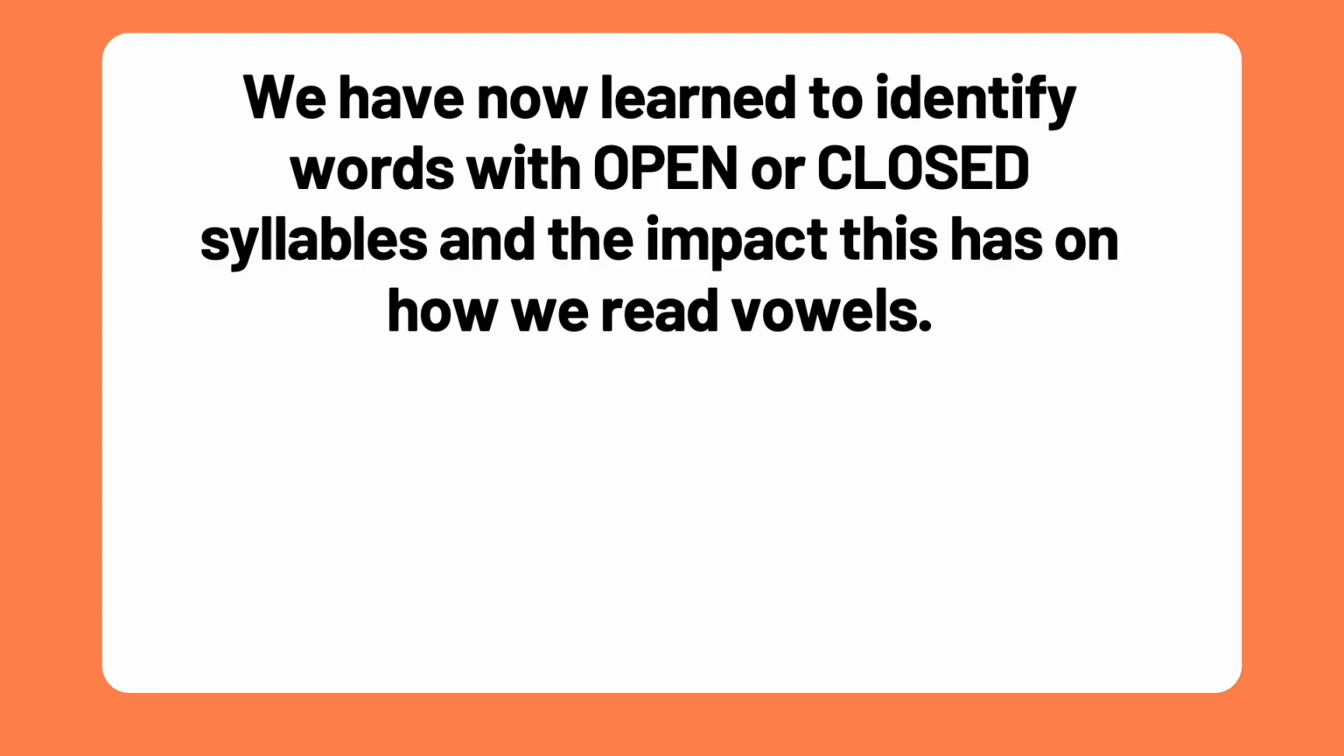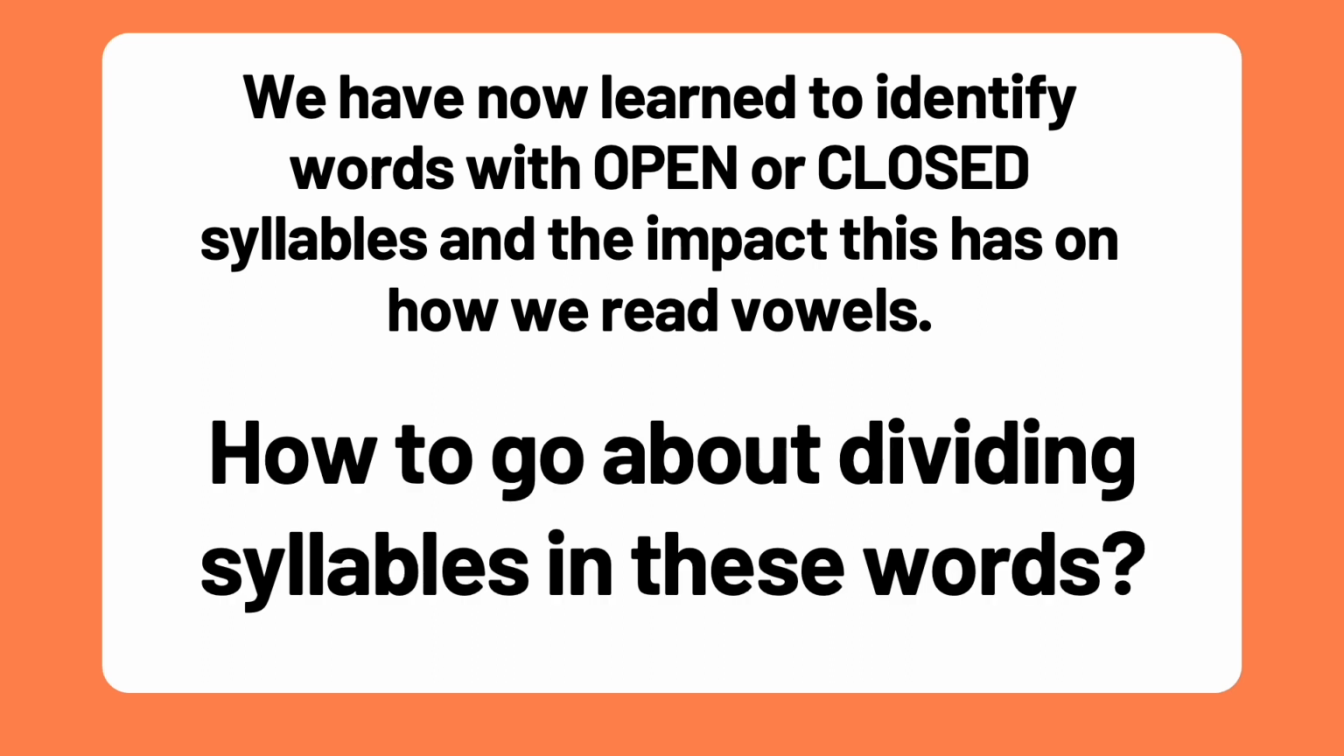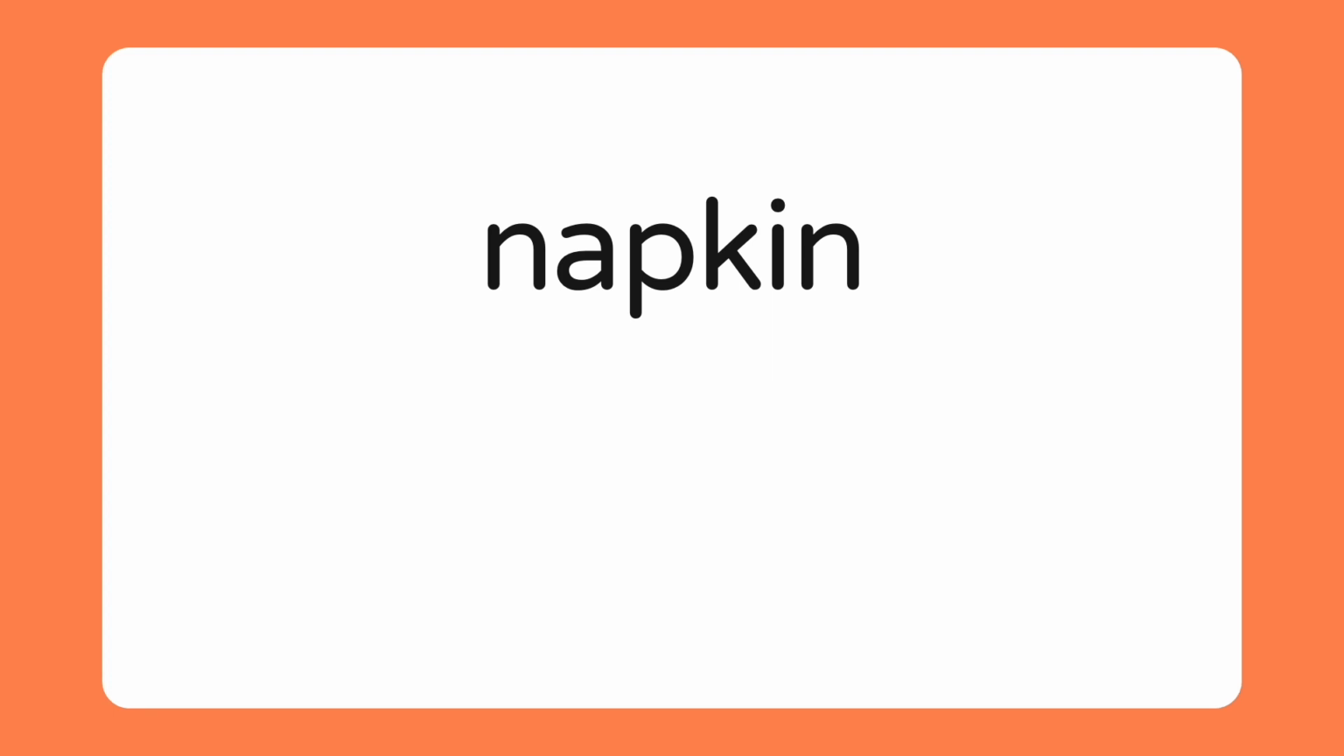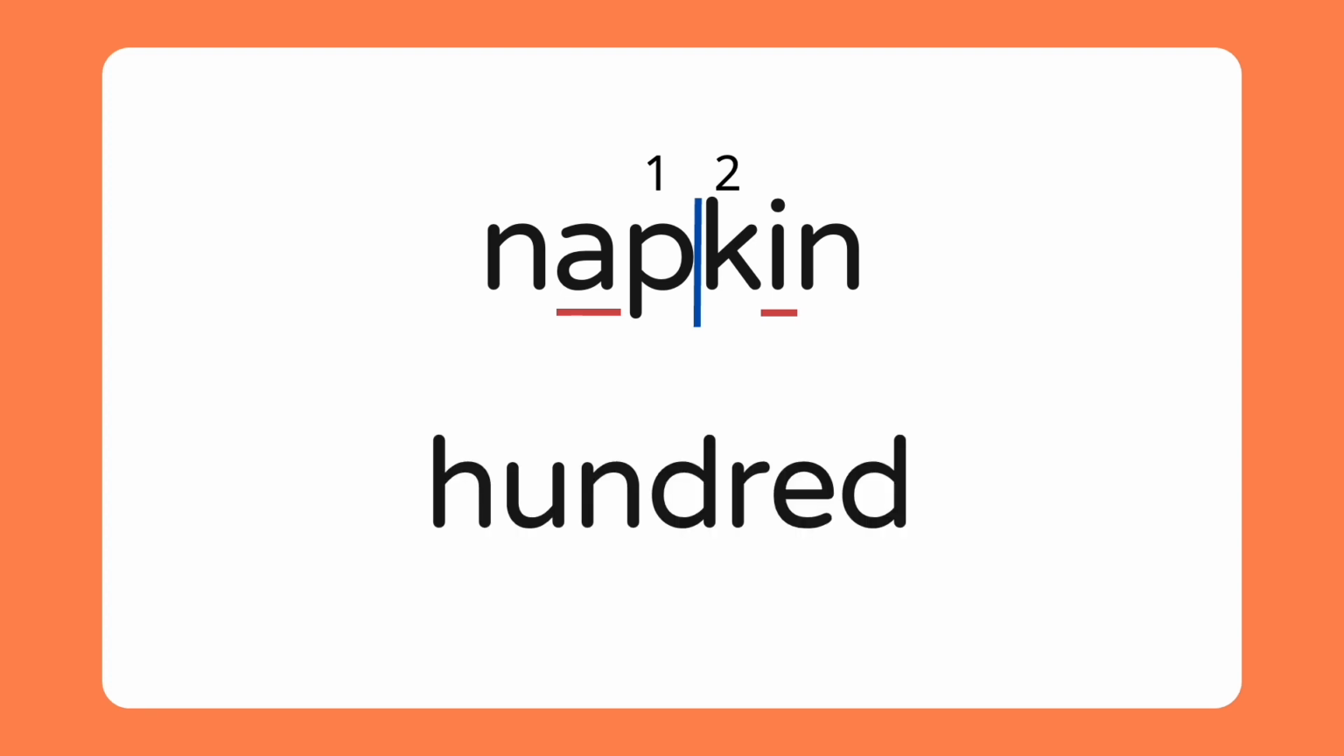We have now learned to identify words with open or closed syllables and the impact that this has on how we read vowels. But how to go about dividing syllables in these words? The first thing to do is to locate the vowels, A, I. Then we count the number of consonant sounds in between the vowels. 1, 2. If there are 2 consonants, divide the word between the consonant sounds. Nap, kin, napkin.